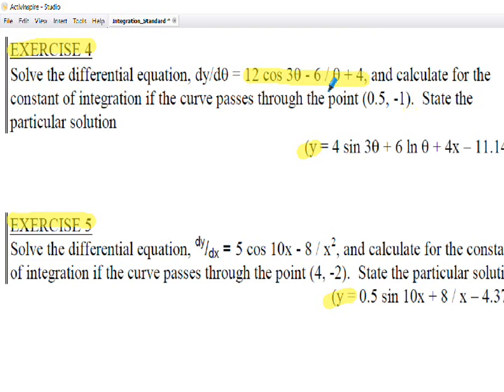12 cos 3x is standard form, 6 theta to the minus 1. I would suggest you use there that standard form, and a constant of course is standard form. So all standard form functions in both cases. Again, with exercise 5, I think I might bring the x squared to the top line to make x to the minus 2 before I start my integration.